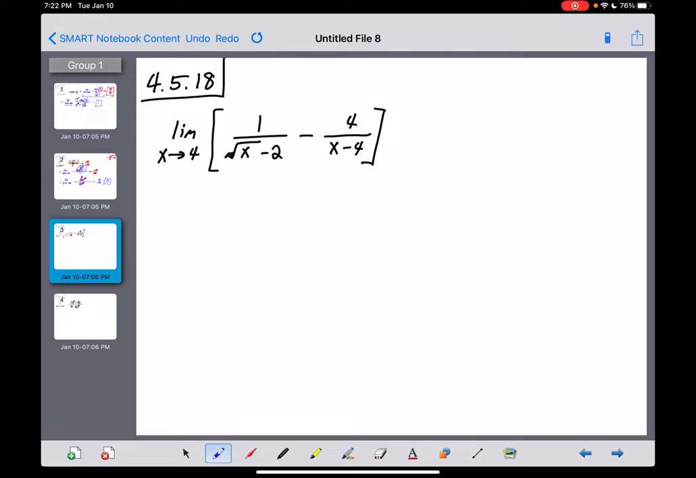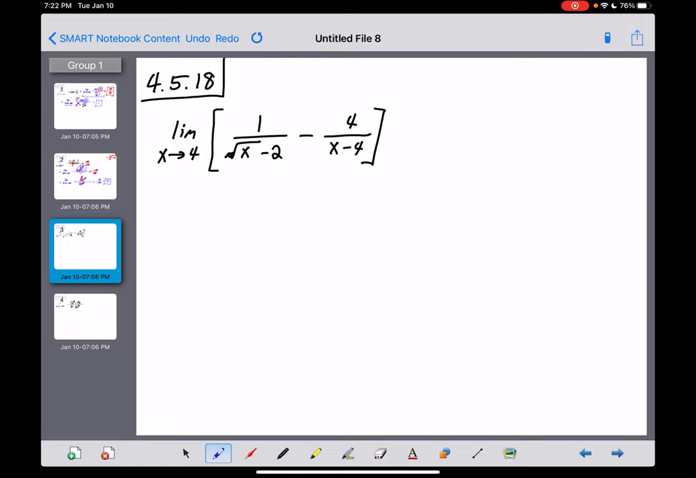Number 18 here in 4.5 is a goofy little problem. It's a limit as x approaches 4 of the difference of two fractions. Now, we've said a lot here that to use L'Hopital's rule, you've got to get one of those indeterminate forms, most commonly 0 over 0 or infinity over infinity. This probably isn't going to give us that because it's two different fractions being subtracted.